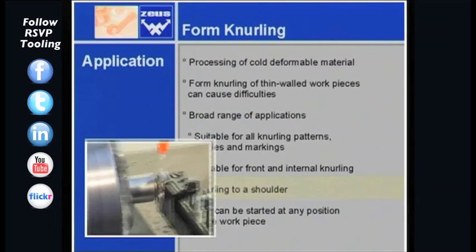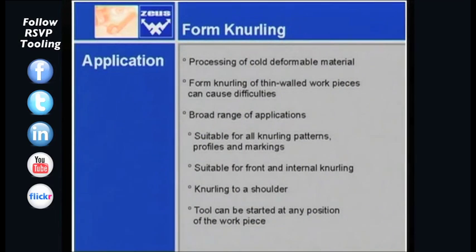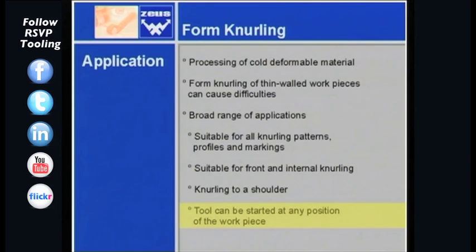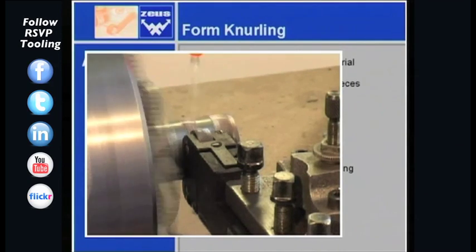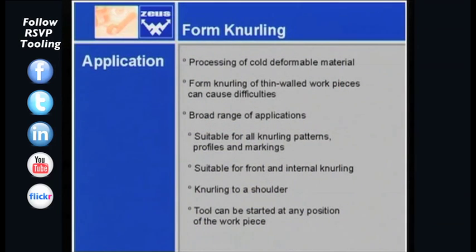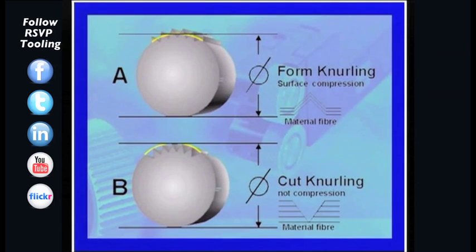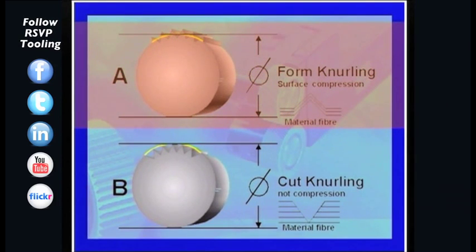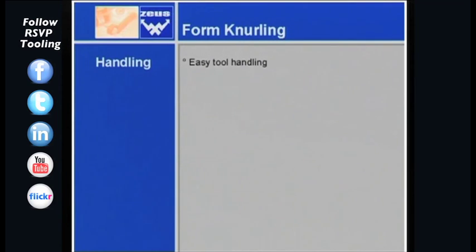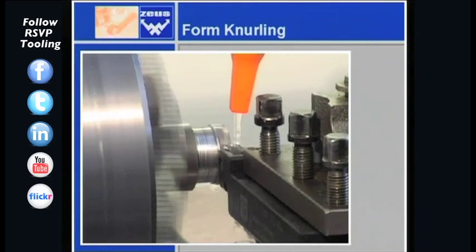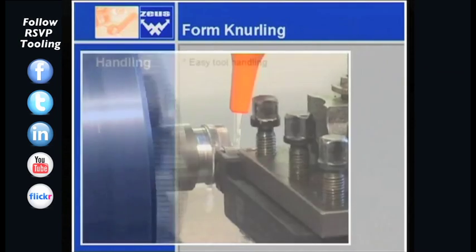Another important characteristic is that knurling to a shoulder is possible. Contrary to cut knurling, the knurl can be started at any position of the workpiece. With form knurling, a material displacement takes place and the workpiece diameter is increased. The manipulation and tool preparation is relatively easy compared to cut knurling, as a precise setting of tool and workpiece is usually not required.